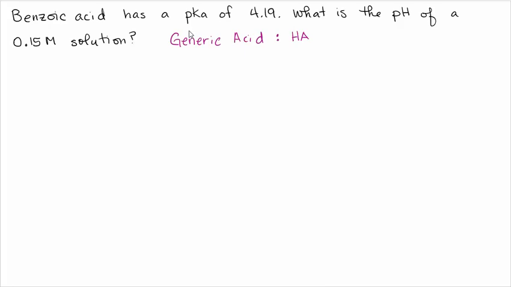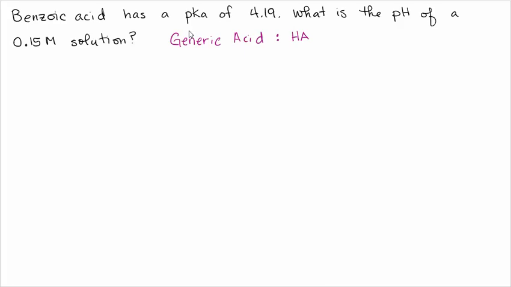So HA can be just any generic acid, monoprotic, it has one proton to give away, and then you have that generic anion off of it. So we're going to just show benzoic acid as being HA. Now, please, don't make every acid generic. That will make me very cranky.